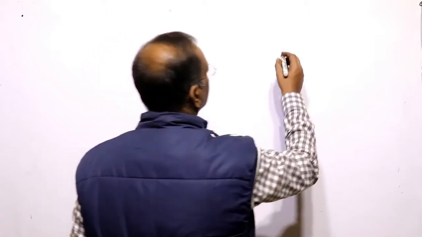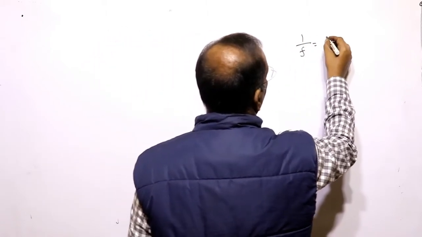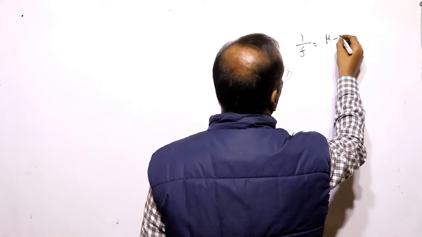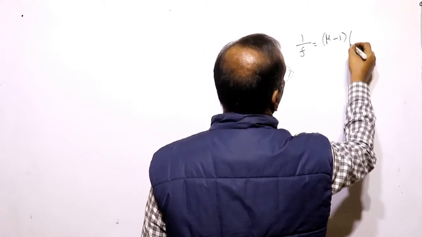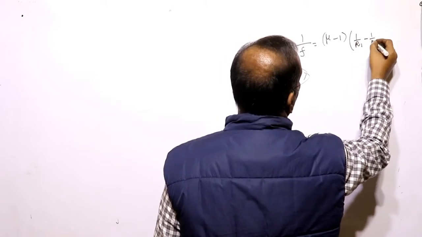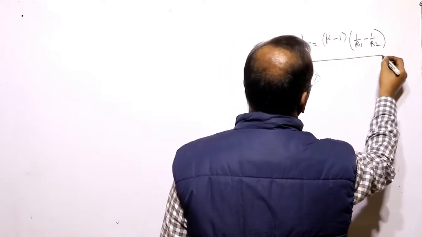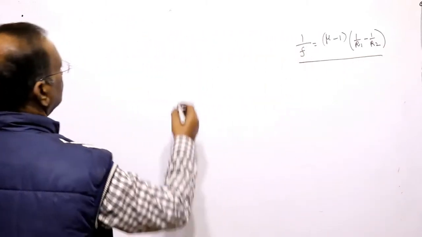The lens maker's formula is 1 by focal length is equal to (refractive index of the medium minus 1) into (1 by radius of curvature of the first surface minus 1 by radius of curvature of the second surface). This is in general.